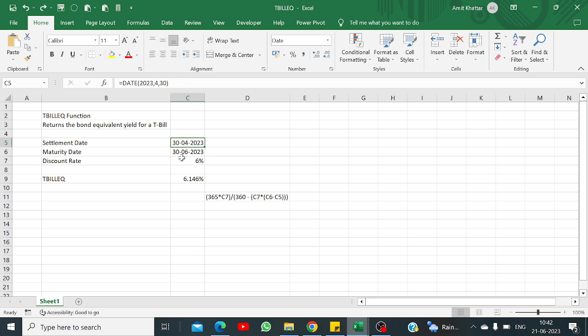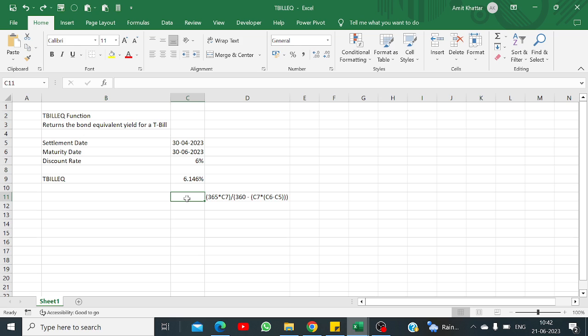Also, our maturity date cannot be more than 1 year as compared to the settlement date because we are dealing with a T-bill. So let me make it 24. This will give me an error. Also, my discount rate cannot be negative. If the discount rate is negative, it will further give an error.